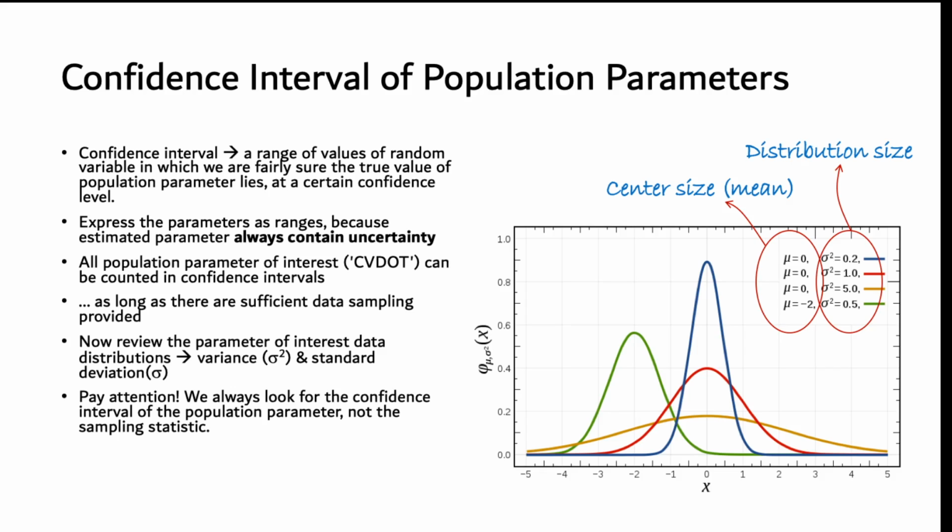Note earlier that we always look for the confidence interval of the population parameter, not the identifier of the sample. Why is that? The answer is because we already know with certainty the characteristic value or the parameters of the sample without uncertainty. What has uncertainty is the population parameter, not the sampling statistic.